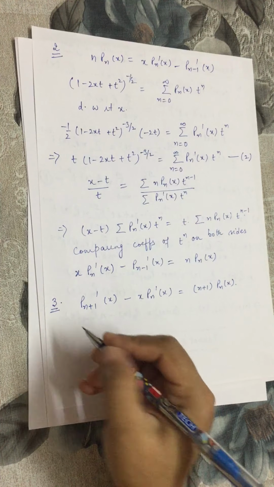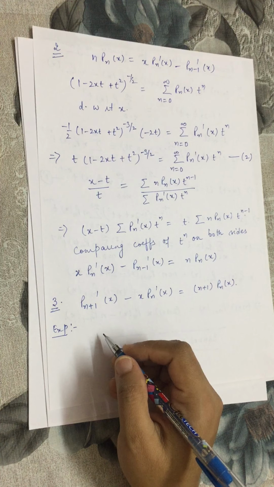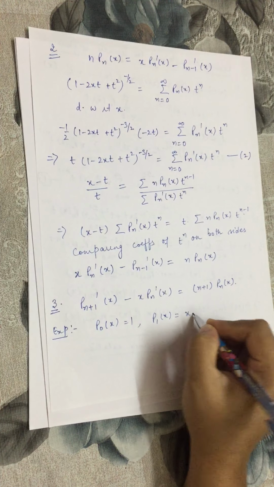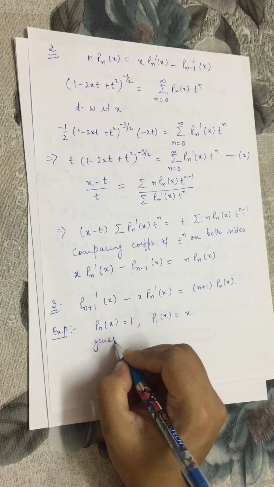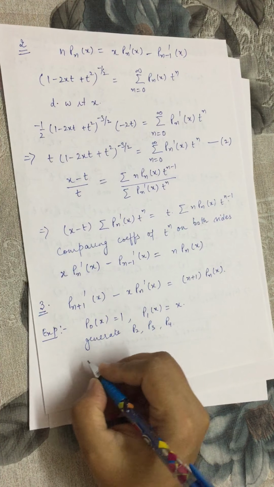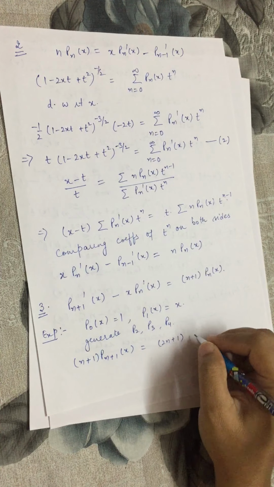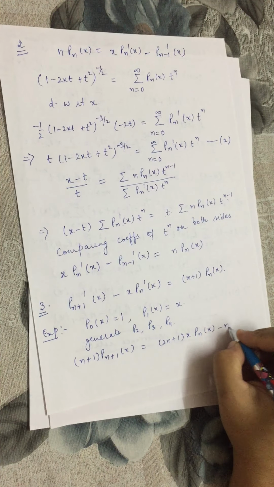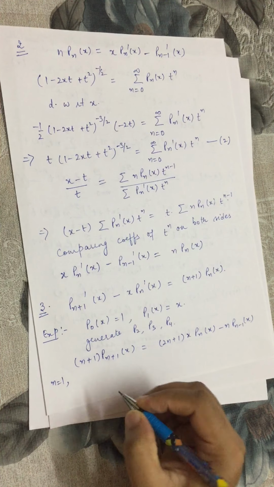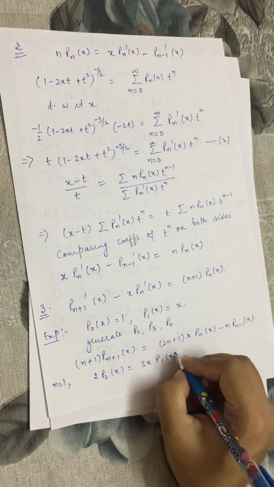Now we take some example. Using the recurrence relation, generate the Legendre polynomials p2, p3, p4, and this is given to us: p0 x is 1, p1 x is x. So using the recurrence relation we have to generate p2, p3 and p4. We have the first recurrence relation which says n plus 1 pn plus 1 x is equal to 2n plus 1 x into pn x minus n into pn minus 1 x. So we put n is equal to 1 in this recurrence relation and we get 2p2 is equal to 3x p1 minus p0.